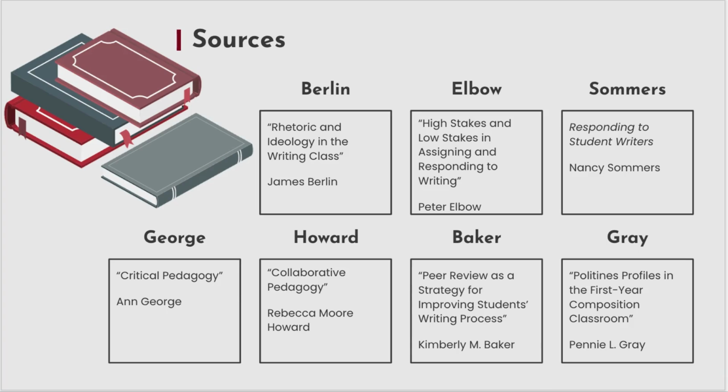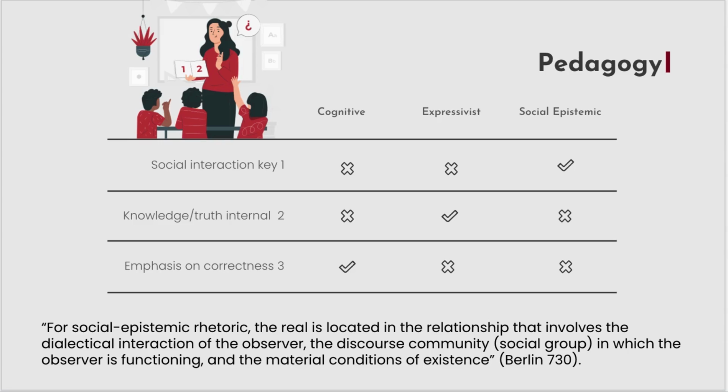So some of the primary sources that I used for this project were James Berlin, Peter Elbow, Nancy Summers, Ann George, Rebecca Moore Howard, Kimberly M. Baker, and Penny L. Gray. And so all of these sources contributed something to the overall goal of the project. And so when thinking of different rhetorical pedagogies, they all lend something different. There's a unique focus for each one of these things.